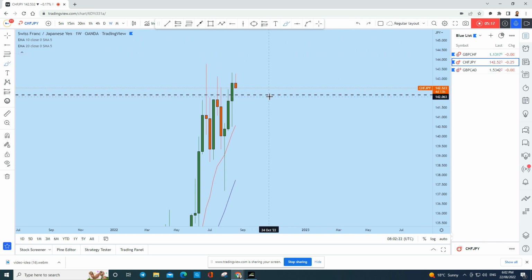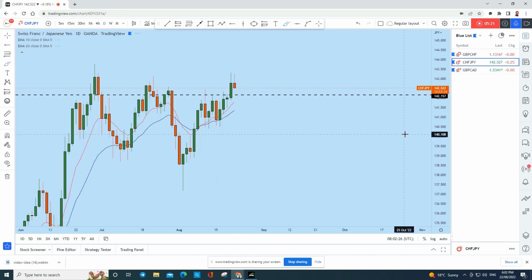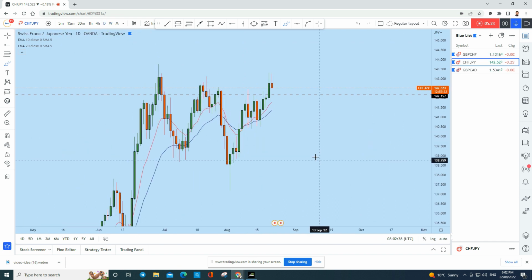Now let's draw. As you can see, this is the monthly support that is already remaining here. Let's look at the daily time frame. Now on the daily, we see this structure is very clear. There is a significant level of support from the monthly and daily perspective.